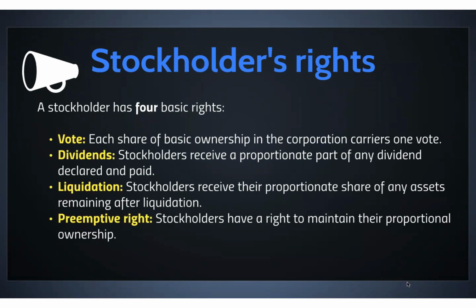And preemptive right. Stockholders have a right to maintain their proportional ownership. So in order to mitigate the possible dilution of shares, when the company issues additional stock, first of all, it allows the existing shareholders to purchase it in order not to dilute, in order not to decrease their share in the company. So these are shareholders' rights.